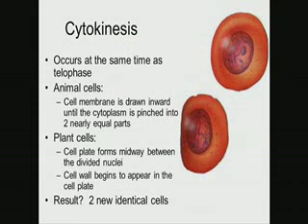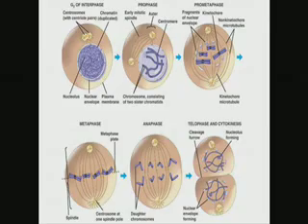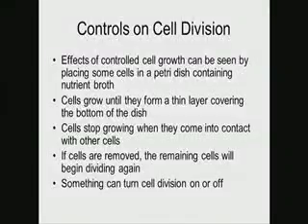Cytokinesis, where we get two cells, occurs at the same time as telophase. The cell membrane is drawn inward and the cytoplasm is equally pinched into two parts. In plant cells, it takes place by a different process. I told you it is by the formation of the phragmoplast, and the cell wall appears in the cell plate. The result is the formation of two identical cells. Alright, so now this is completed.